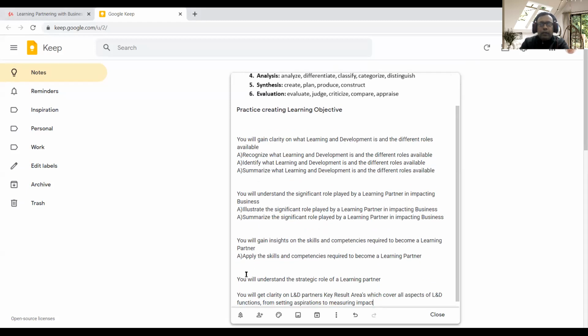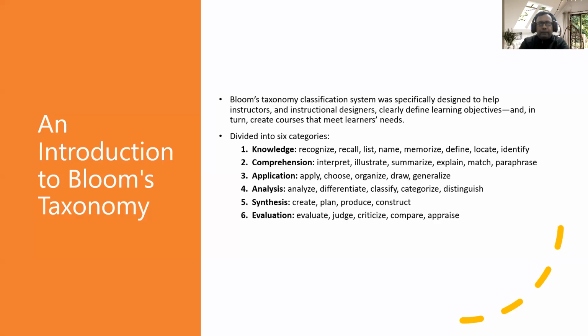What I would urge you to do is look at these two objectives and try to make them better using the taxonomy, guys. So let's move forward. Let me quickly share my screen again. All right.